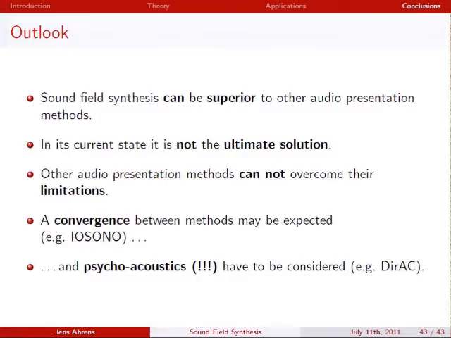It's not clear where to go, but it's certainly such that the solutions that are around are not the ultimate solution. And of course, whatever you do, since we cannot achieve ultimate physical accuracy, we have to consider how the ears work and then optimize the methods accordingly.